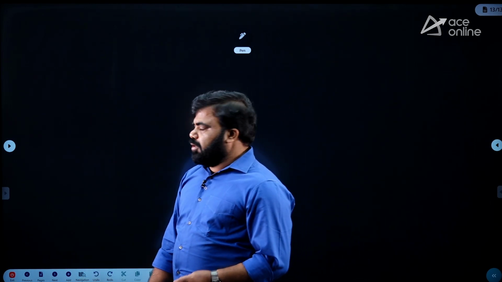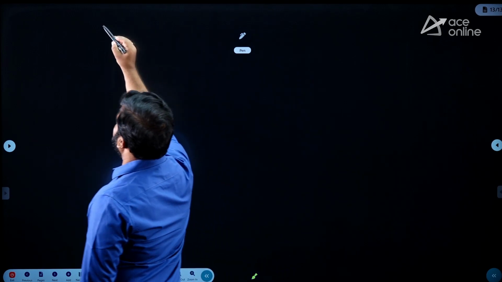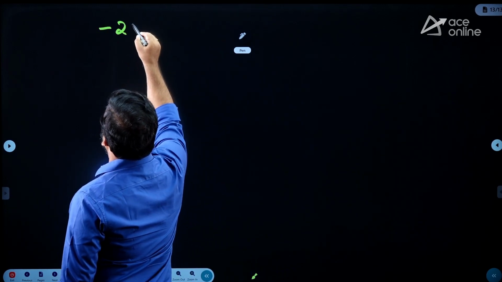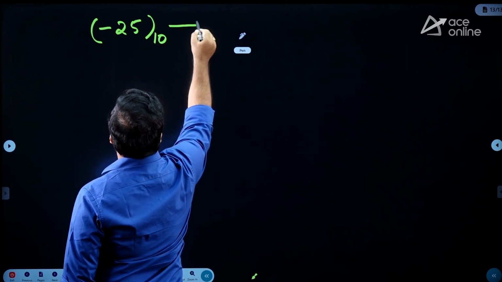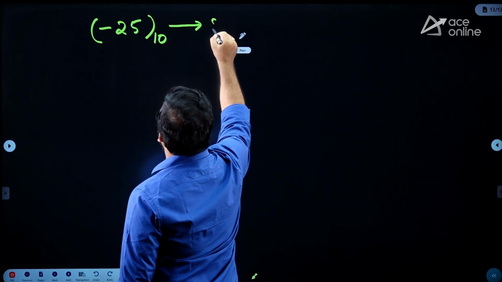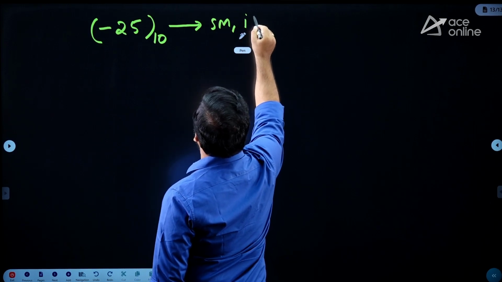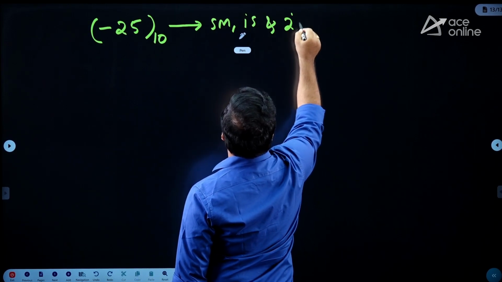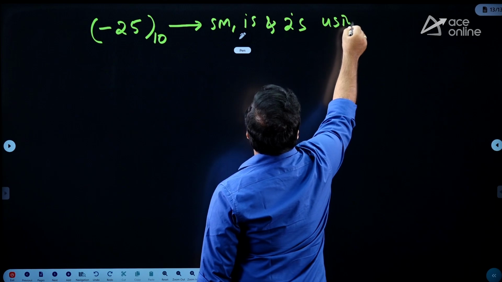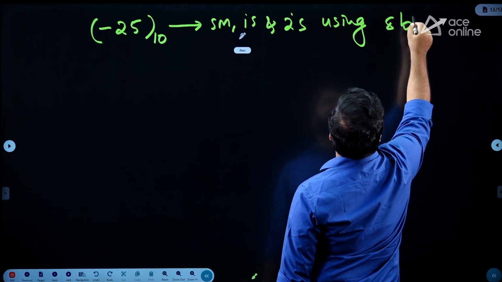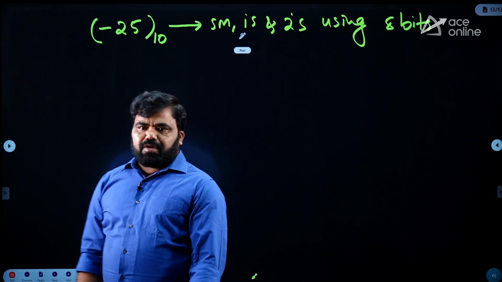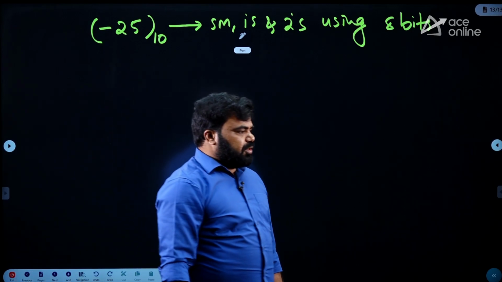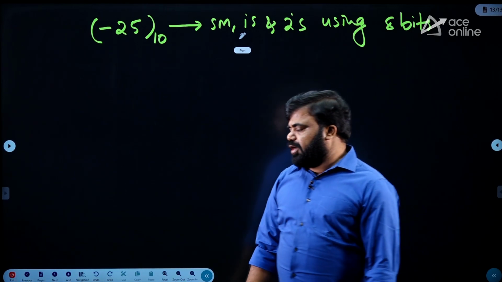Right. Now, if I say minus 25 decimal, in signed magnitude, 1's complement and 2's complement representation using 8 bits. If I ask how to represent minus 25 decimal using 8 bits, what do we get here?